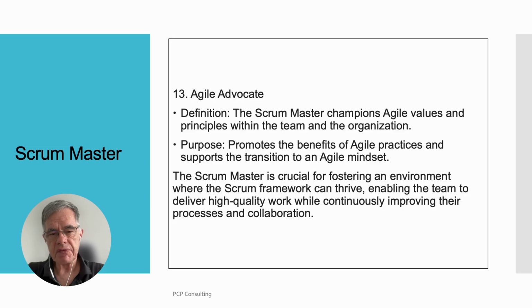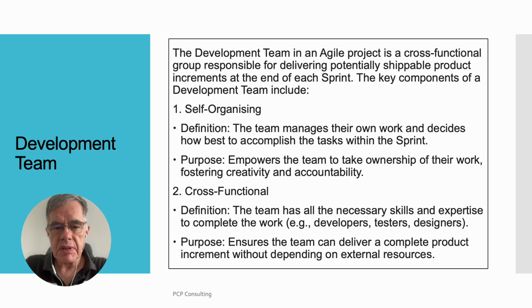The Scrum Master is crucial for fostering an environment where the Scrum framework can thrive, enabling the team to deliver high-quality work while continuously improving their processes and collaboration. The development team in an Agile project is a cross-functional group responsible for delivering potentially shippable product increments at the end of each sprint. The key components of a development team include self-organizing. The team manages their own work and decides how best to accomplish the tasks within the sprint. Empowers the team to take ownership of their work, fostering creativity and accountability.